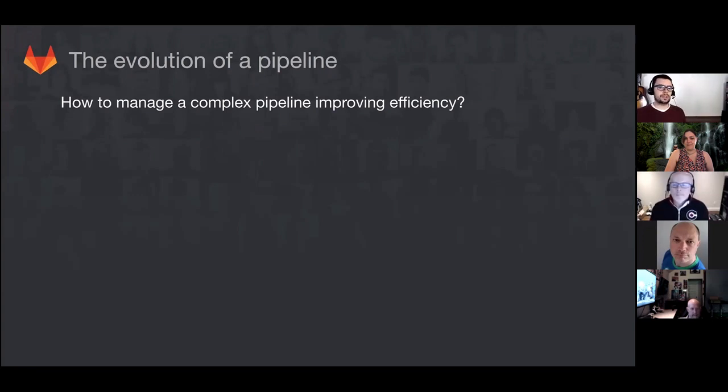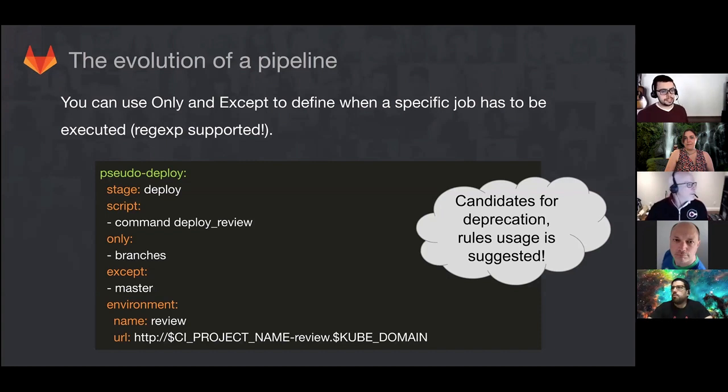So what about efficiency? We can use only and except to decide that a job has to be executed just on some kind of branch or naming convention, but pay attention because actually this feature is a candidate for deprecation. What we can use instead of this is rules. We are going to see how to use them. Pay attention to this because it's a function that a lot of customers are actually using, and so it's a risk for our future migrations and upgrades.